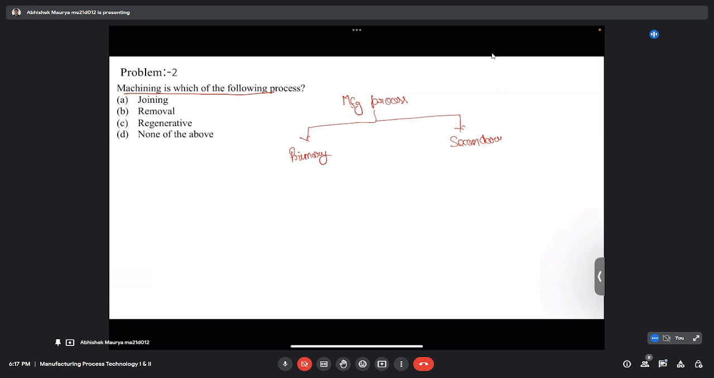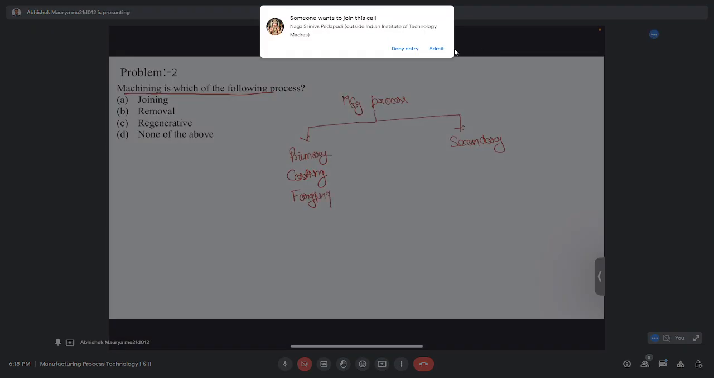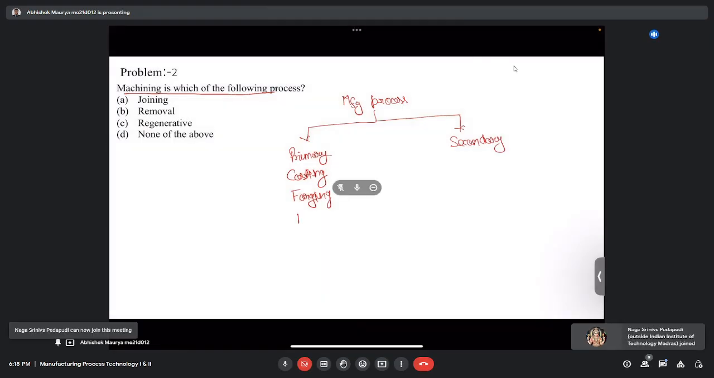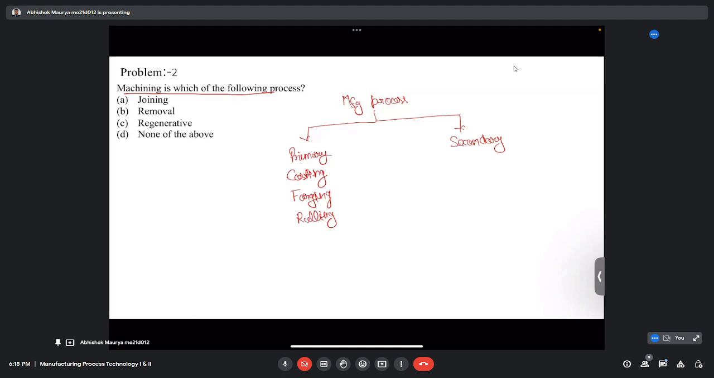Can any of you tell? Casting, okay, yes, correct. Apart from casting, forging, yes. Forging, or let's say rolling. Yes, these are the primary processes.